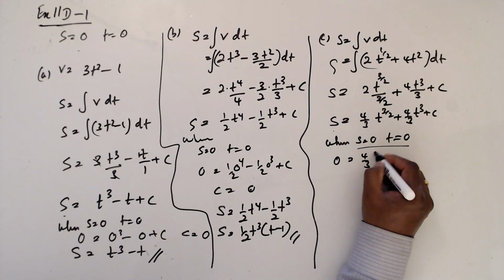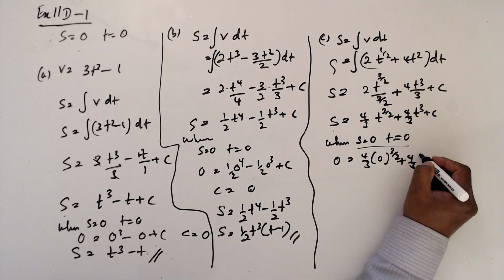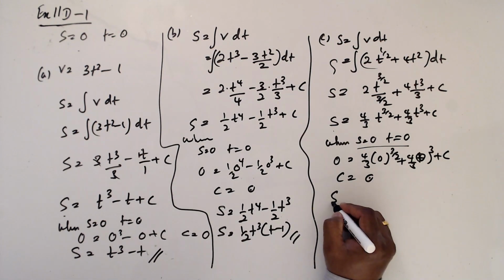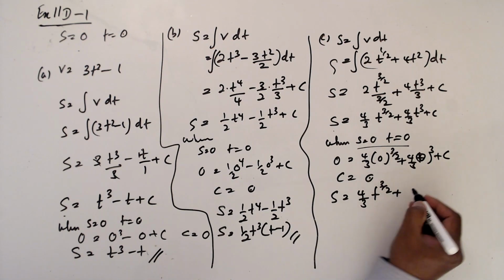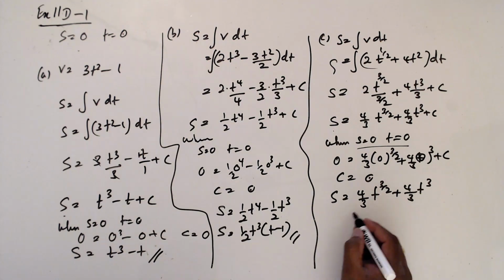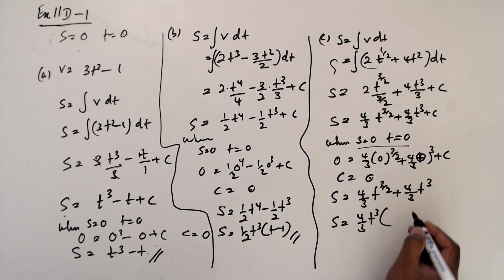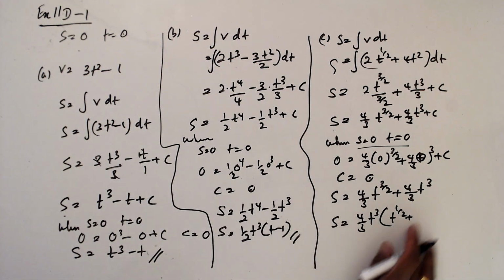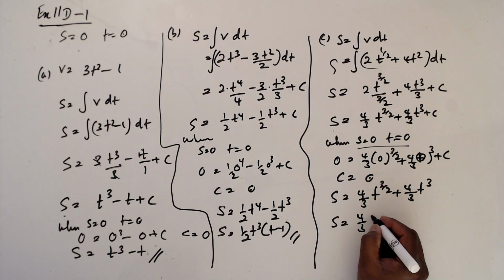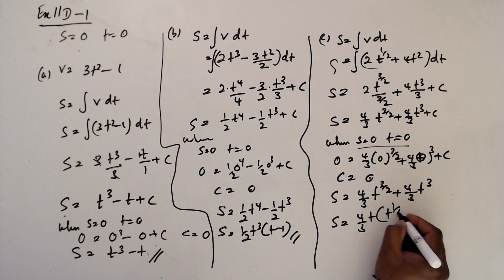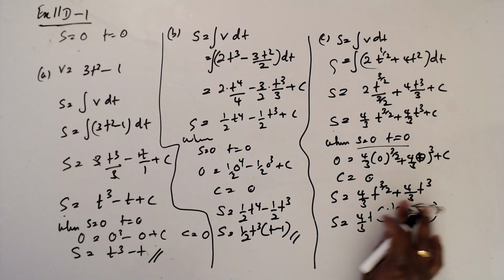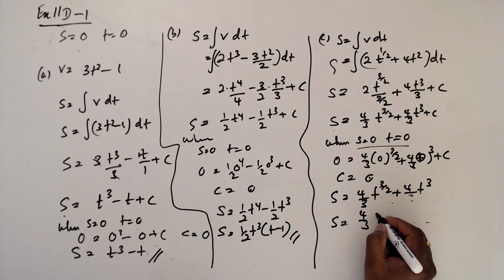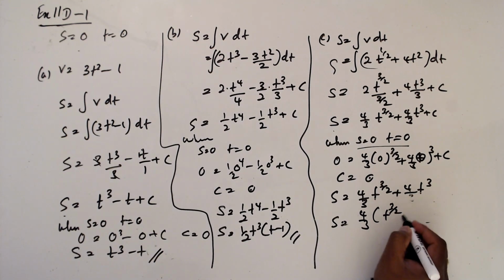When S equals 0, t equals 0, we substitute this coordinate: 0 equals 4 over 3 times 0 to the 3 over 2 plus 4 over 3 times 0 cubed plus C. This gives C equals 0. Hence S equals 4 over 3 t to the 3 over 2 plus 4 over 3 t cubed. It is better to keep it in this form: 4 over 3 times (t to the 3 over 2 plus t cubed).